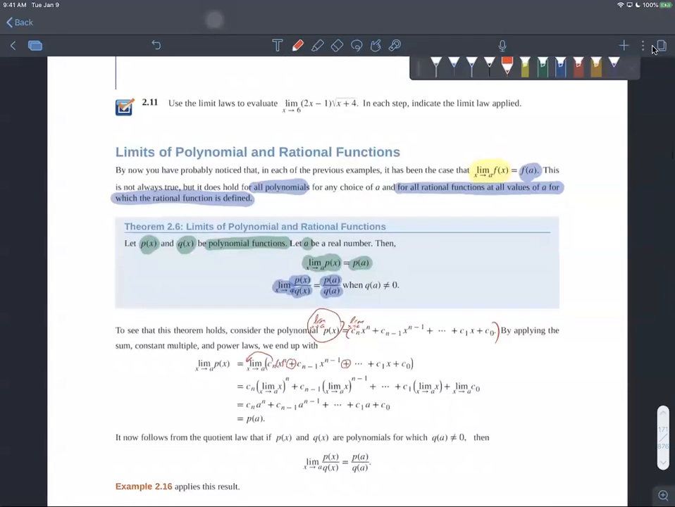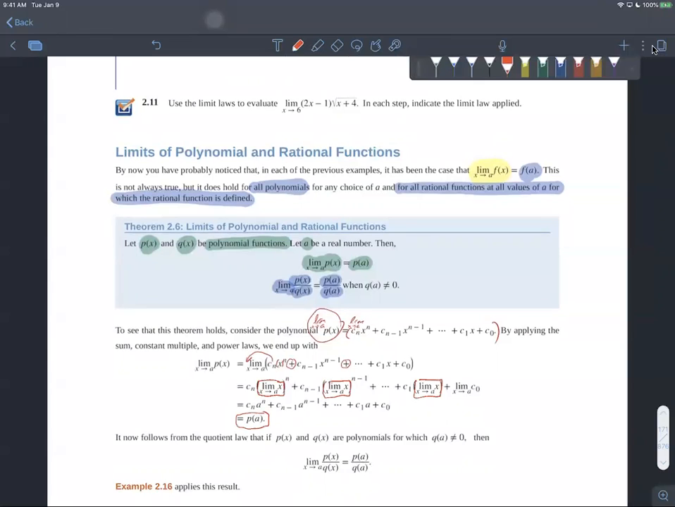And then we can see that this limit here is just a, this limit here is just a, this limit here is just a. So basically anywhere where there's an x, you're going to replace it by a. And that's the exact same thing as evaluating the function at a.